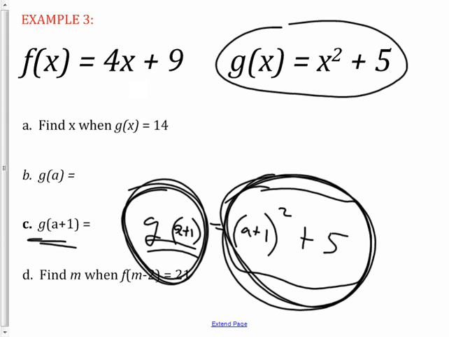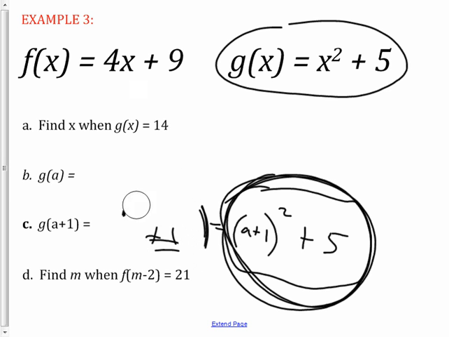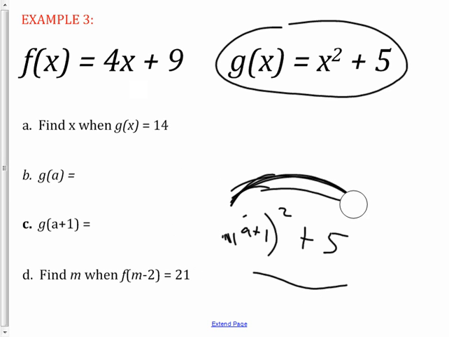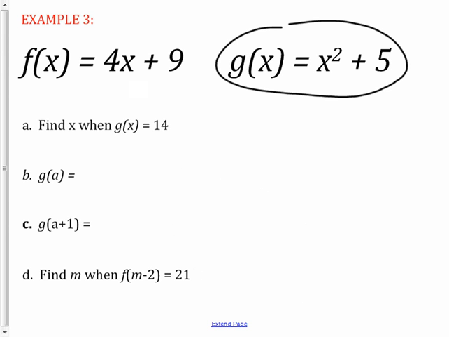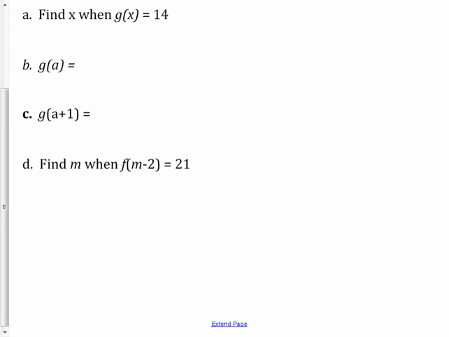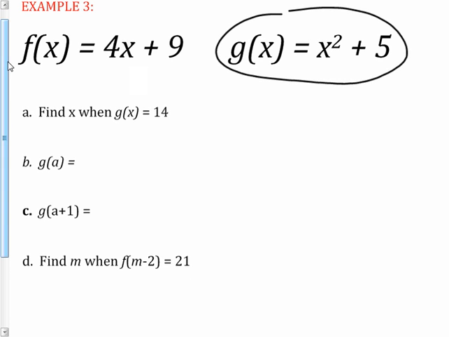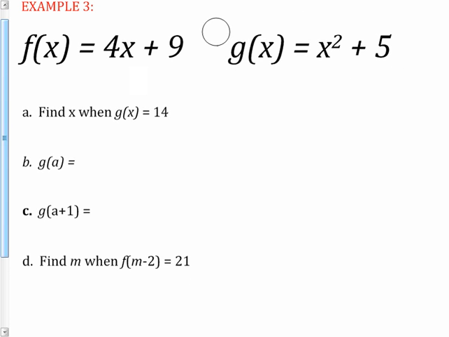All right, now here's the challenge one. The hardest kind of function one. Find m when f of m minus 2 is equal to 21. Remember, we're using the f function now. And my first advice is to write the f function with empty spots. F of empty spot equals 4 empty spot plus 9.